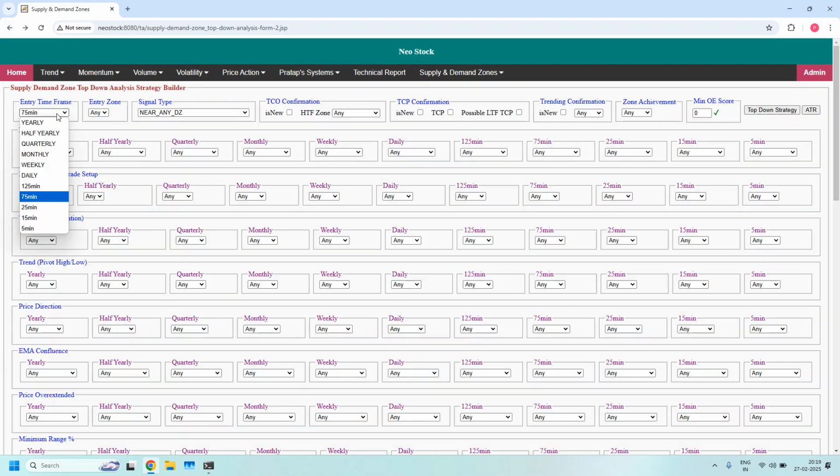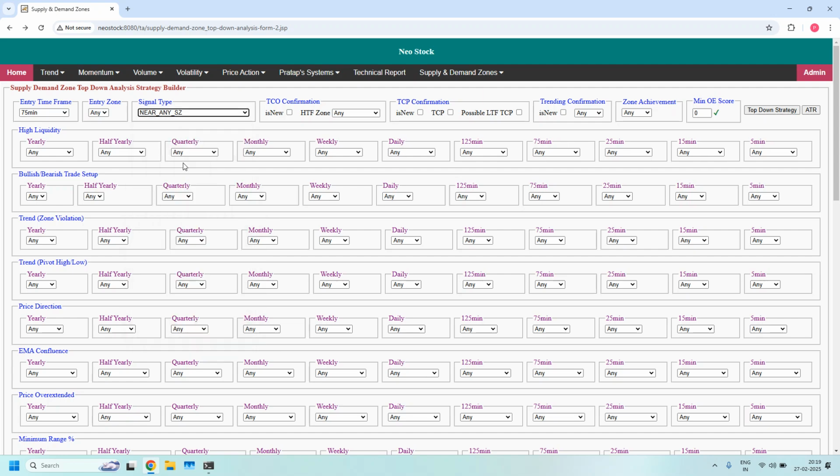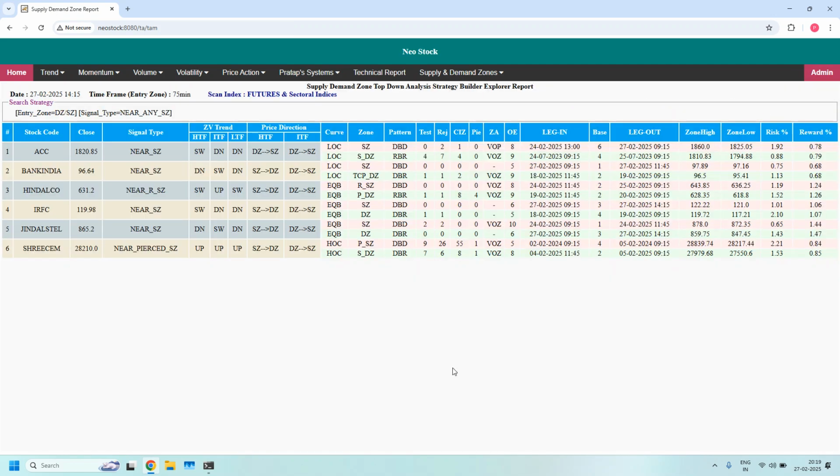Next, for 75 minutes time frame, let us find the stocks near the 75 minutes supply zone. We got 6 stocks. Let us identify high liquidity 75 minute supply zones. Hindalco is having a 75 minutes high liquidity supply zone. That's it. We have identified only one high liquidity supply zone from this list.